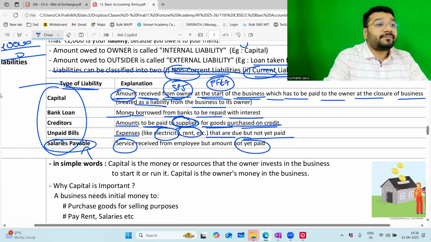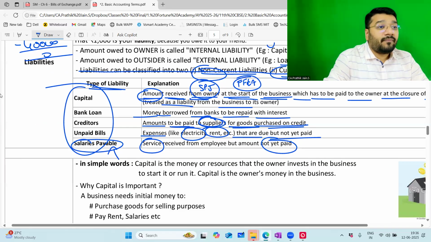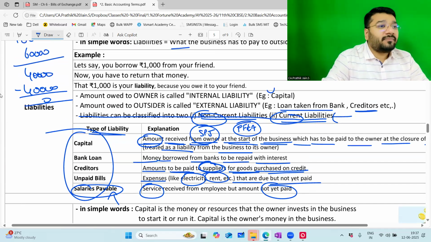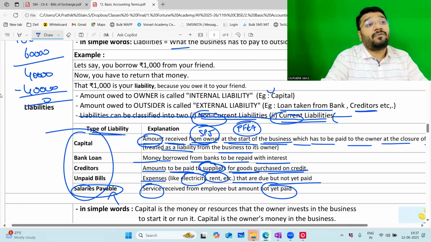Yes, boss. So are there any other examples for internal liability? Internal liability is only the owner. Any money that you pay to the owner or investor. The investor concept will not come in the case of a sole proprietorship concern or partnership concern. It comes in the context of private companies or public companies. So another example of internal liability is the money that you owe to the investor, because an investor is also a kind of owner, not the exact owner, but a kind of owner.